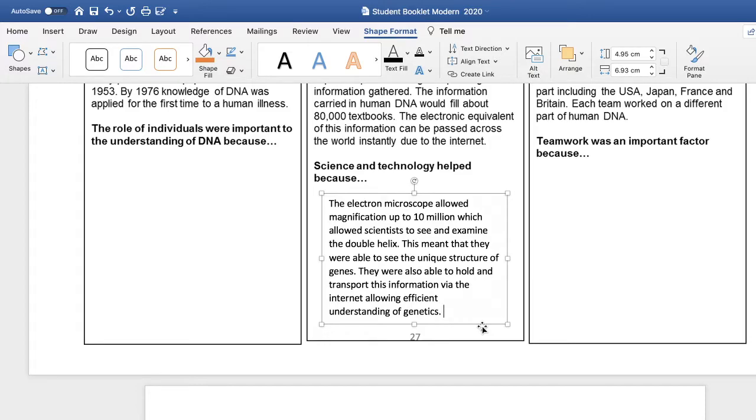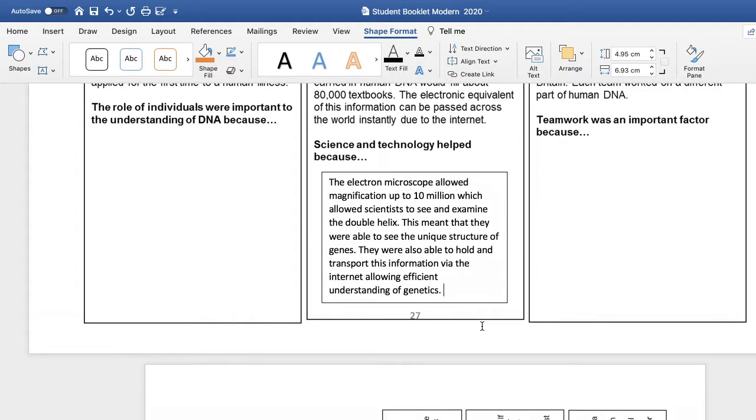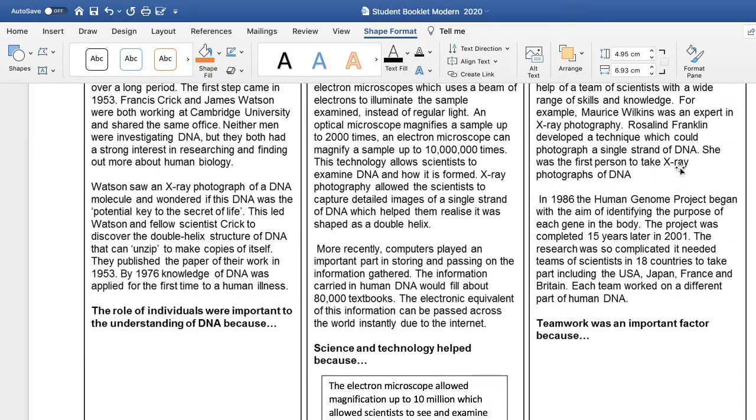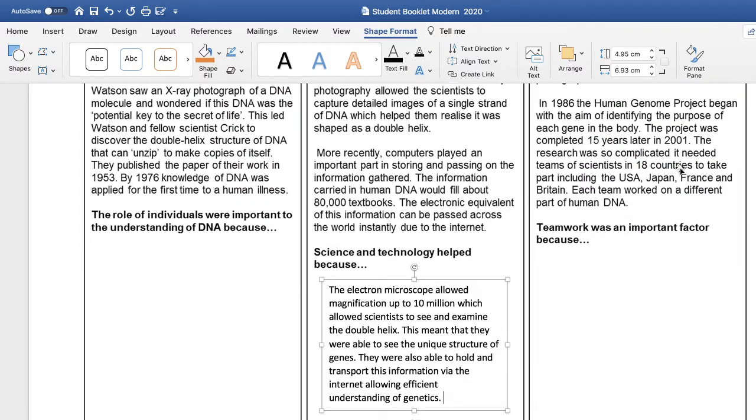Essentially, whenever you're looking at a factor, you use "this meant that" and "as a result". So pretend that that's what you're looking at. Imagine these were factors in an explain why question. Explain why teamwork is important. Just tell me why. "This meant that" and "as a result" are your sentence starters.